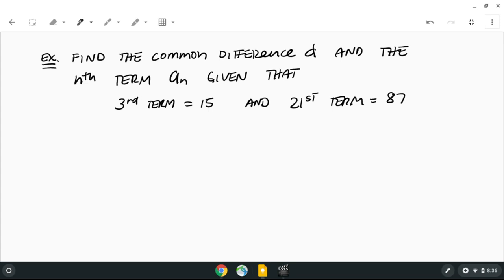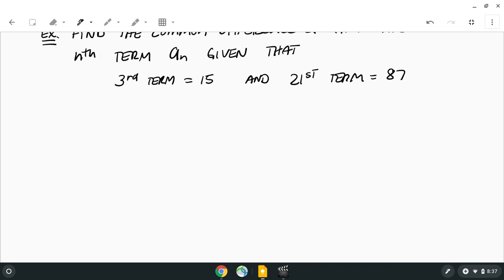You're not given a sequence of numbers anymore. You're given very specific terms, the third term and the 21st term. Okay, so different ways to do this. You could set up a system of equations and solve it that way. To me, if you just use some logic to develop your equations, you can do it that way.